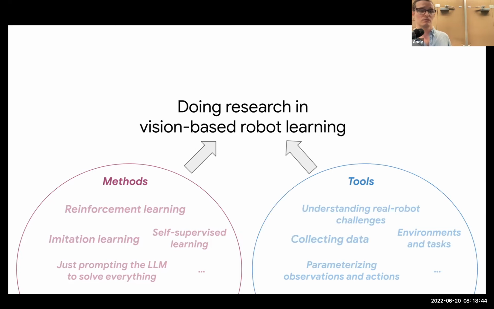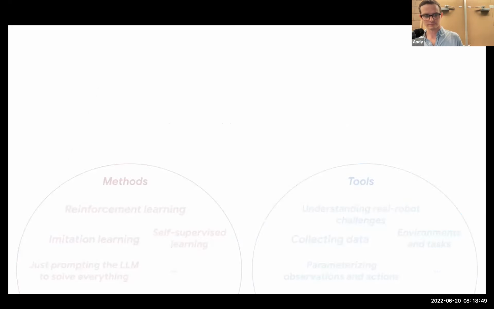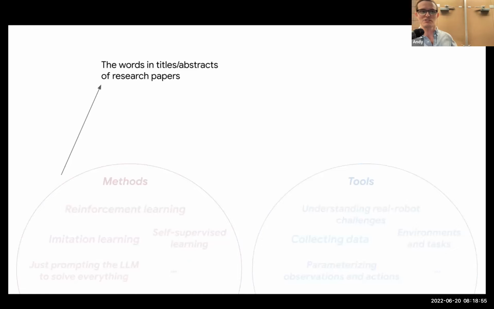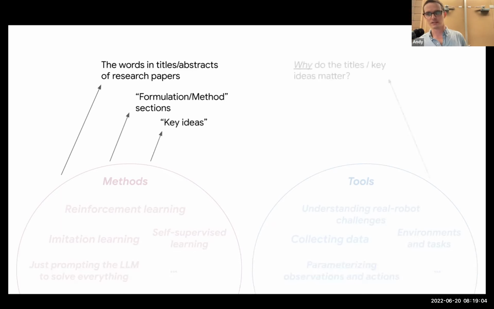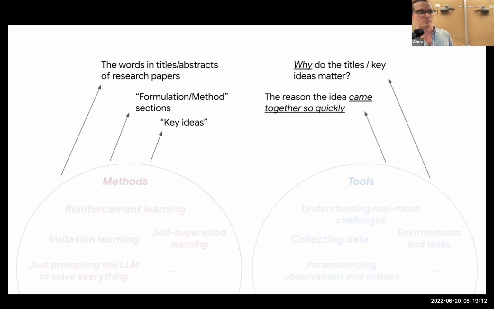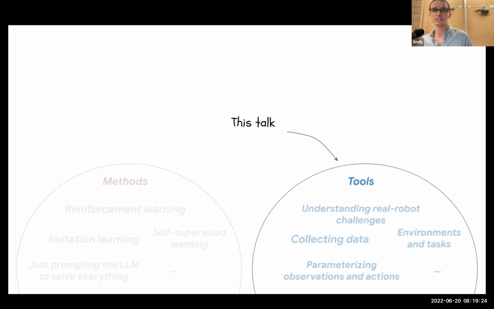Things like understanding real robot challenges, collecting data, environments, and tasks, things that are agnostic to the methods. The methods often get a lot of the glory. They're the words in the titles and abstracts of research papers, they're covered ad nauseum in your formulation and method sections, and they're the key ideas that we talk about. But it's often the tools, I think, that inform us why the titles and the key ideas matter. They also explain why things can come together so quickly out of productive groups of people, and they power the experimentation that shows that things work. So this talk is going to be about the tools.